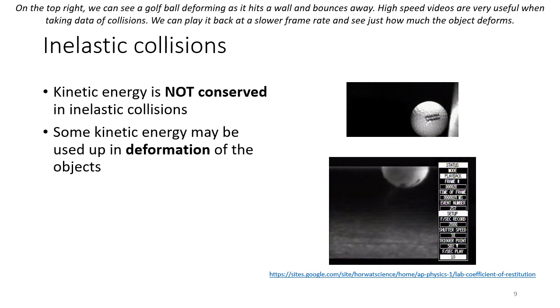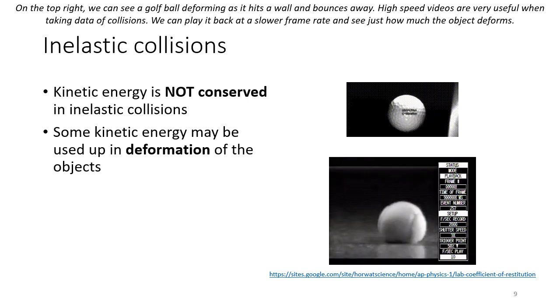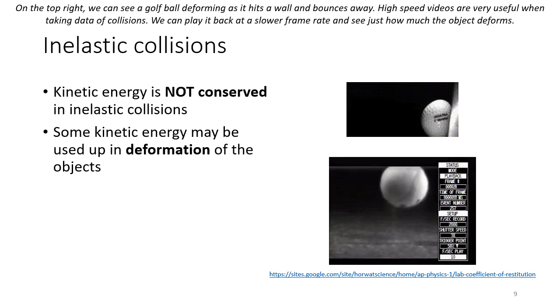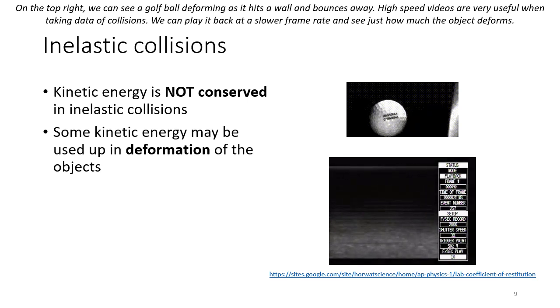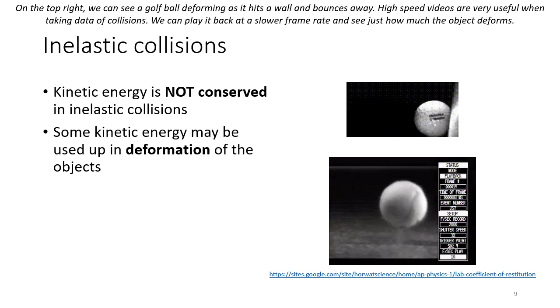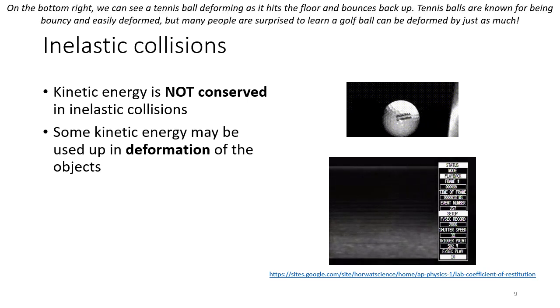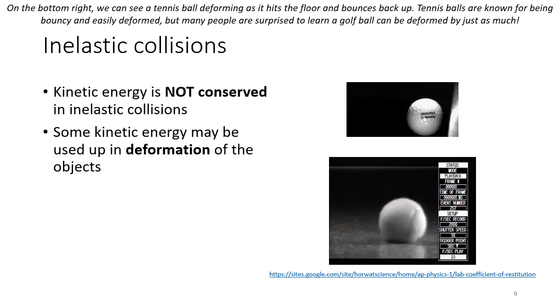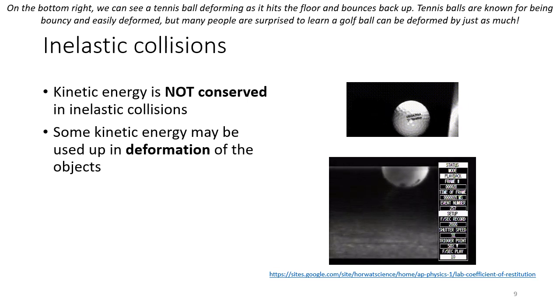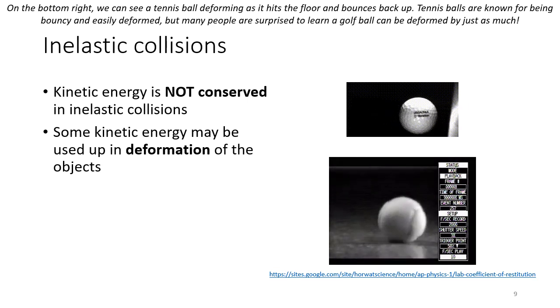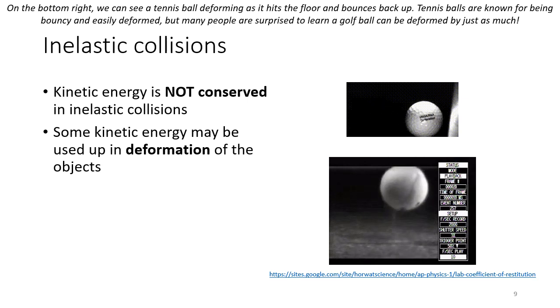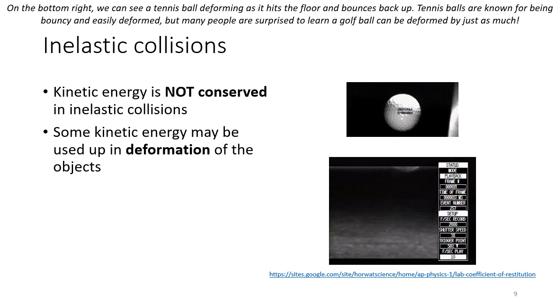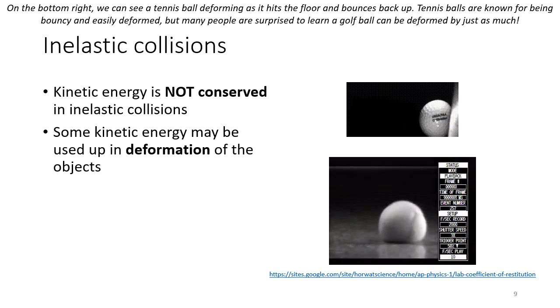High-speed videos are very useful when taking data of collisions. We can play it back at a slower frame rate and see just how much the object deforms. On the bottom right, we can see a tennis ball deforming as it hits the floor and bounces back up. Tennis balls are known for being bouncy and easily deformed, but many people are surprised to learn a golf ball can be deformed by just as much.